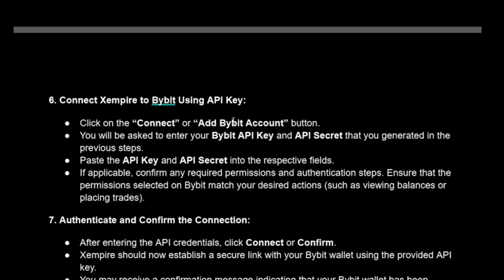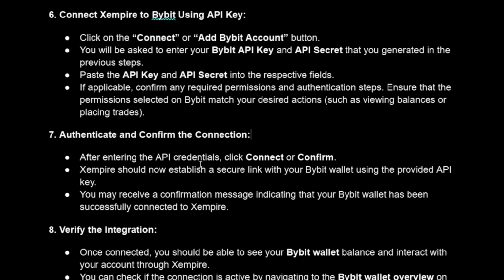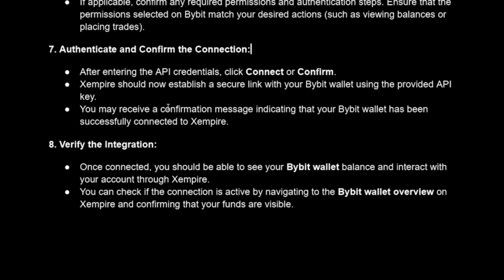So click on the connect or add Bybit account button. So if you have your API keys ready, just go ahead and paste these keys into the respective fields. So confirm any required permissions and authentication steps. Then you can authenticate and confirm the connection. So you may receive a confirmation message indicating that your Bybit wallet has been successfully connected to your Xempire.